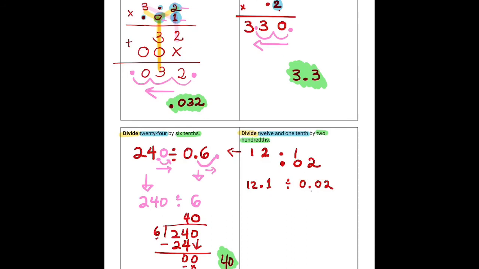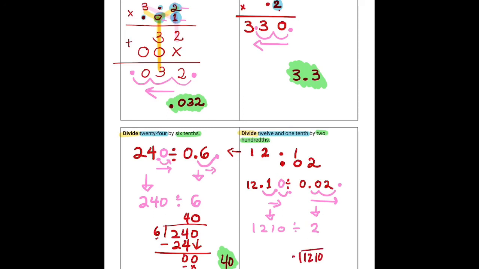Now, again, we cannot divide by a decimal, so we need to make it into a whole number. So I move this 2 decimal places to the right, and now this becomes 2. So what do I do with this one? The same thing. There's your decimal point, 1 place, 2 places to the right. So now I have 1,210. Okay? And then you now can divide.